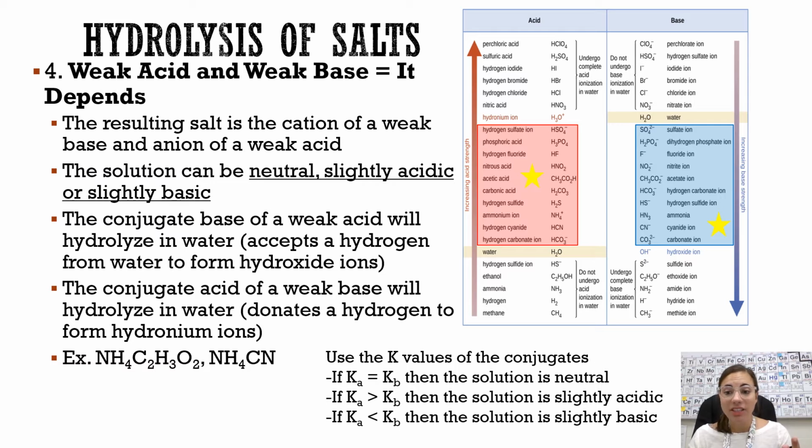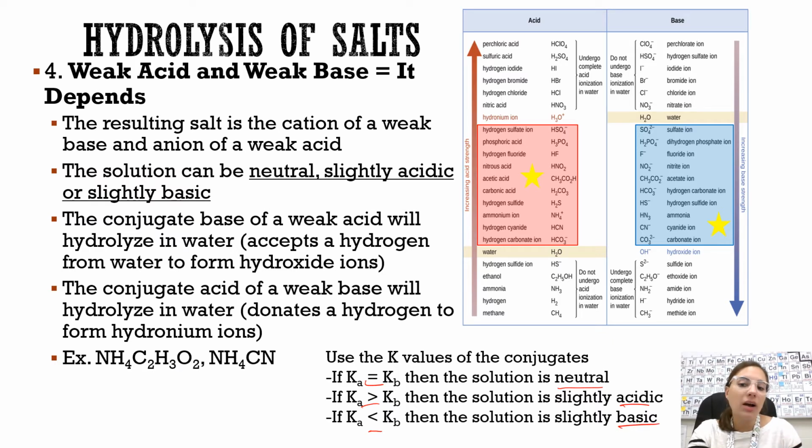Very last combination is the most interesting because we've got a weak acid and a weak base. And so the answer to that is it depends, okay? Because of the fact that the conjugate of a weak acid is stronger than water and the conjugate of a weak base is stronger than water. So both of them can potentially hydrolyze. So here we have to compare their K values. If their K values are equal, then neither of them is stronger than the other, and so it's going to be neutral. If the Ka is greater, then it's going to be acidic, and if the Kb is greater, then it's going to be basic, okay?